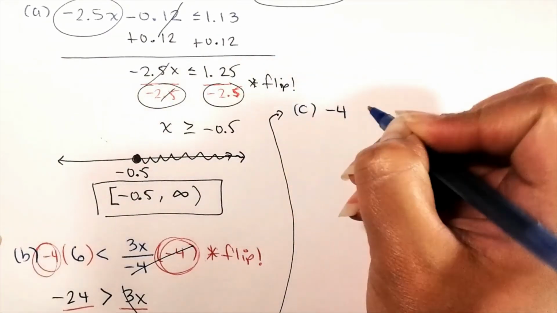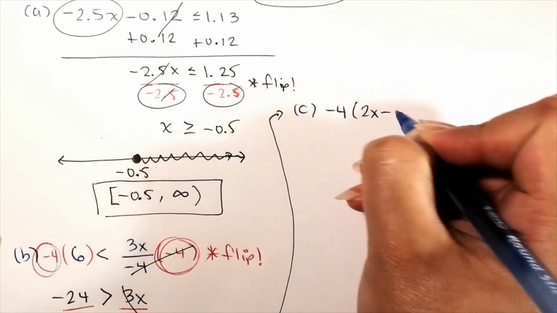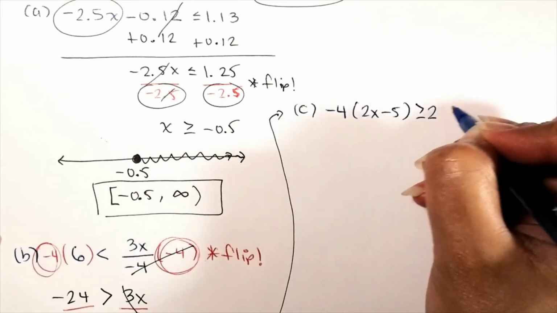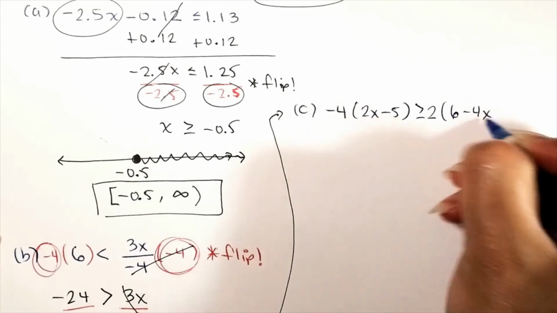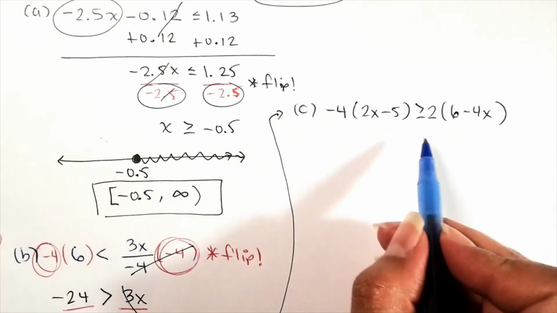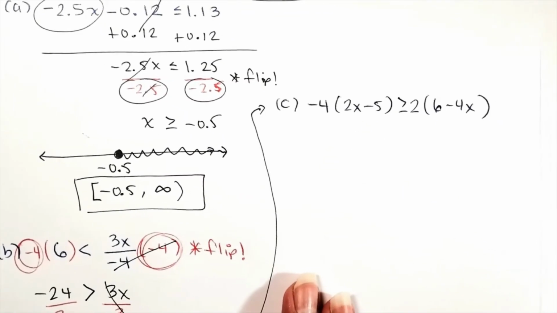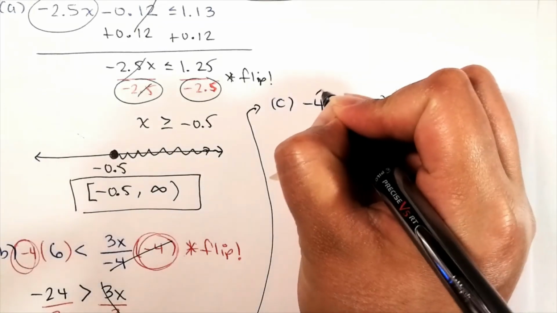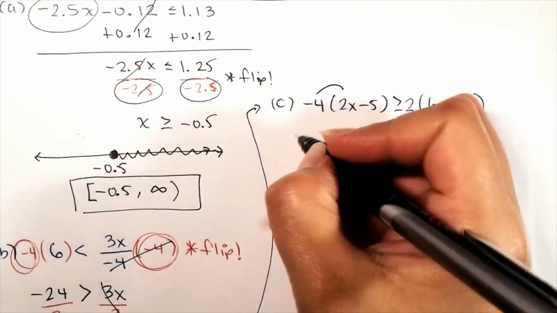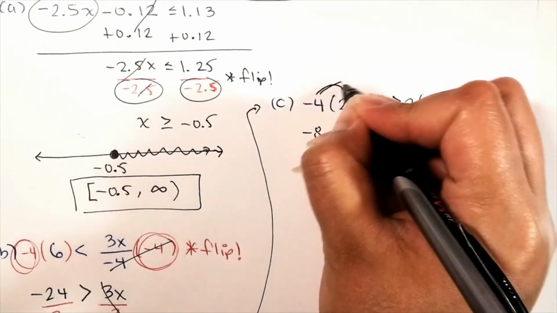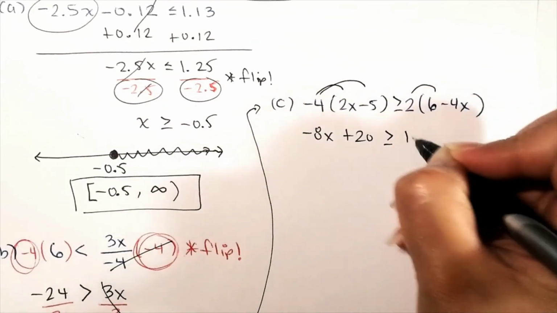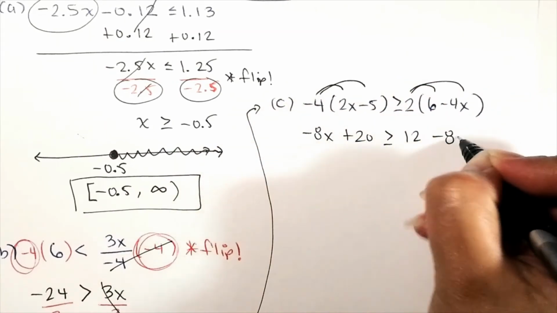Okay, so we have negative 4 times the quantity 2x minus 5 is greater than or equal to 2 times the quantity 6 minus 4x. Okay, so this is blended a little bit too much. Sorry. Okay, let's do this. Again, simplify each side and then fix it so we have the variable terms on one side. On the left side, when we distribute, the product of negative 4 and 2x gives us negative 8x. The product of negative 4 and negative 5 is 20, and that should be greater than or equal to 2 times 6, which is 12, and 2 times negative 4x is negative 8x.